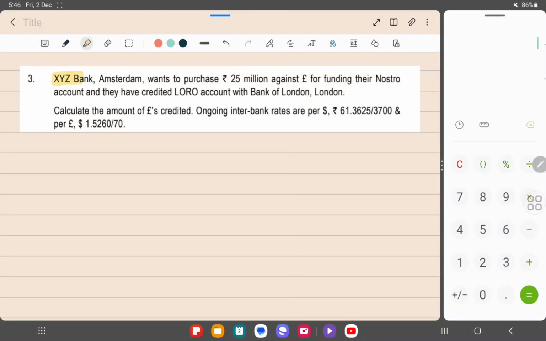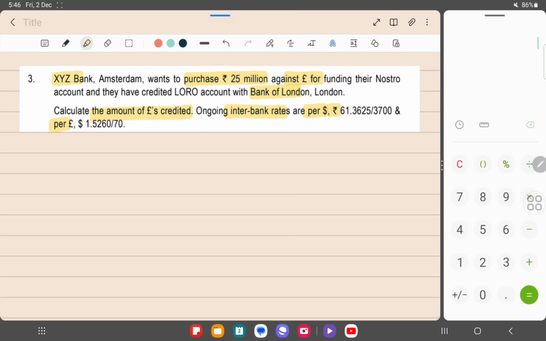XYZ Bank Amsterdam wants to purchase rupee against pound for funding their Nostro account and has credited the Loro account with Bank of London in London. Calculate the pounds credited. Interbank rates are given to you. Per dollar, rupee is equal to something, and per pound, dollar is equal to something.